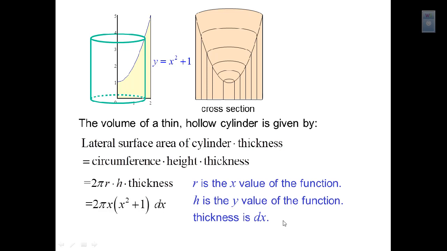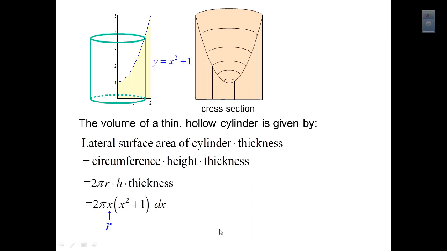So putting all that together, you're going to get 2 pi x times x squared plus 1, and then times the dx for thickness. So there is the volume of just this tube that we have. And then if we integrate it, letting x go from 0 to 2, then we find the volume of the whole thing. And that's where all that stuff comes from. R is equal to x. The 2 pi x is the circumference. The x squared plus 1 is the h. And the dx is the thickness.